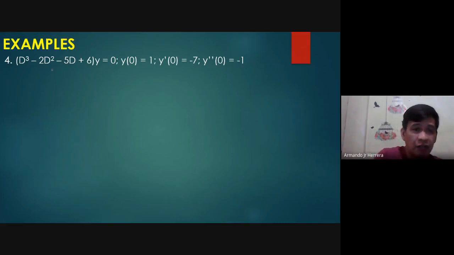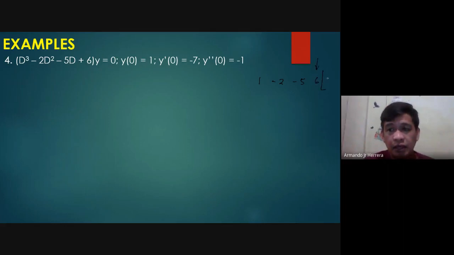So, i-factor natin ito. So, ano kaya ang mga possible factors? So, gawa muna tayo ng synthetic division. So, that's 1, negative 2, negative 5, positive 6. So, let's try 2. So, 2, so bring this down, 1, that's 2, 0. 0 times 2 is 0, negative 5, so negative 10. So 2 is not a factor.